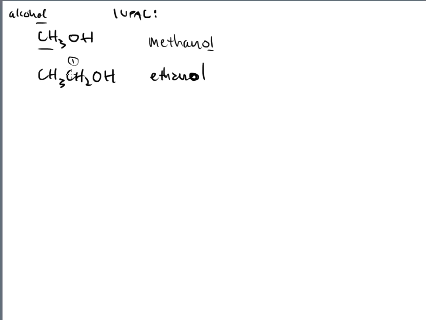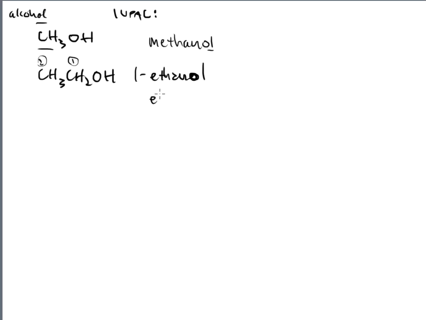I would number this carbon as carbon number 1, and this one, of course, carbon number 2. You can put a 1 in front of here. That's perfectly okay, but it's not needed, because if there's no number, it's understood to be on the first position anyway. That's just the rules of IUPAC, all right? So you don't have to write it. You can leave it off.